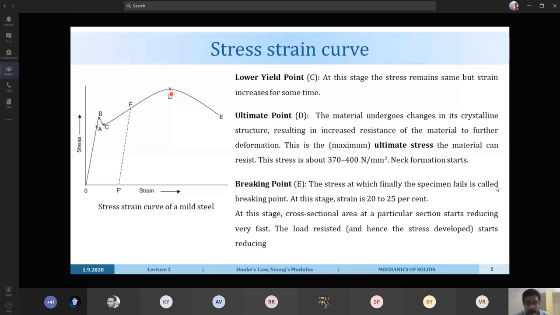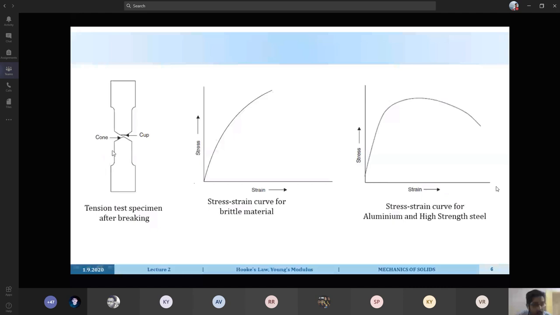And I also want to say that the stress corresponding to this point B, we call it the yield point. It is called yield stress. The stress corresponding to the ultimate point is called ultimate stress. So this is the test specimen after breaking here. So this is what, as I said, is called necking. The cross section gets reduced.